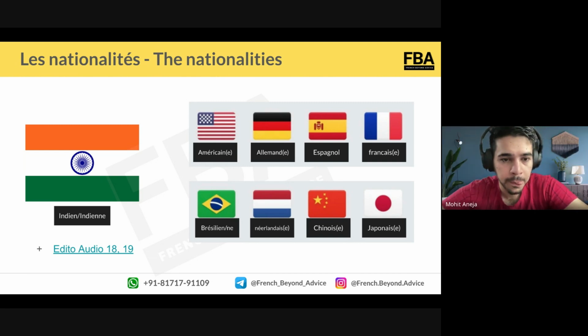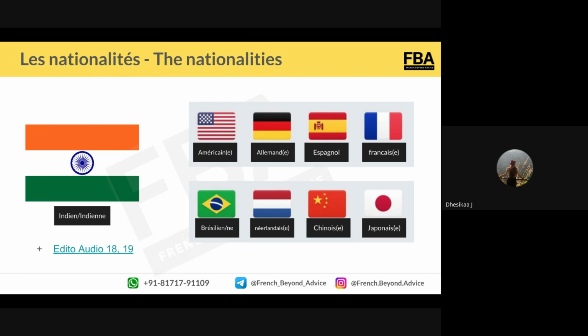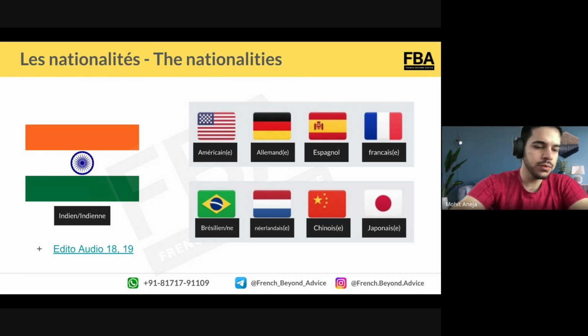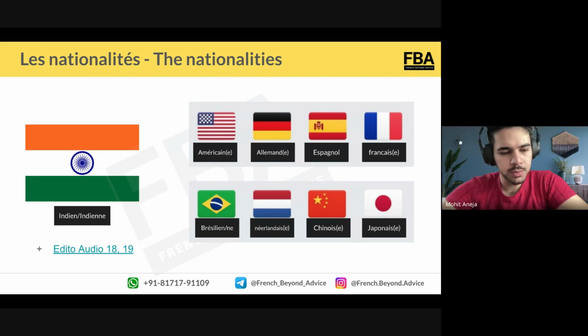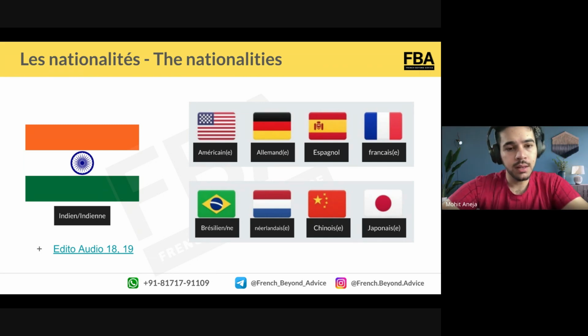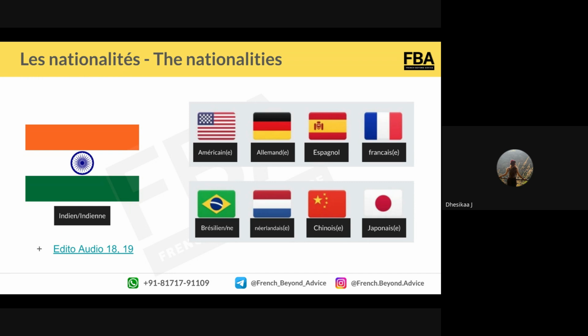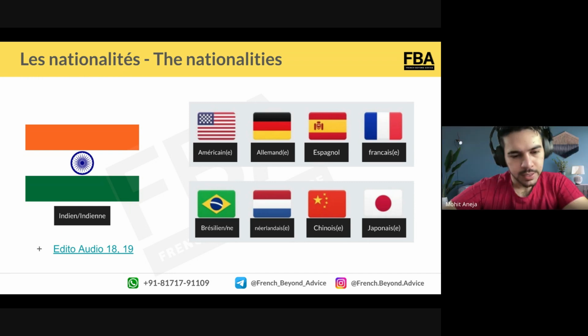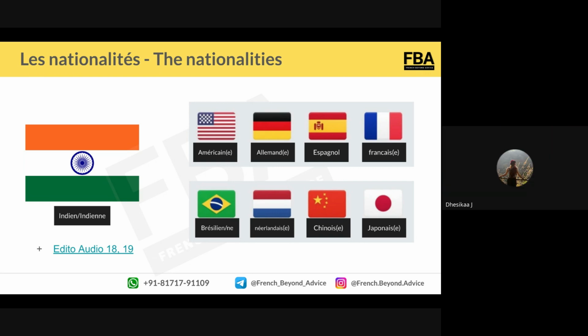And then l'Allemagne. Say the full sentence, the masculine sentence first. Je suis allemand. Je suis allemande. Notice the difference? The D has to be pronounced in the female. Exactly. You see, the pronunciation rules are very useful here. Je suis allemand, je suis allemande.